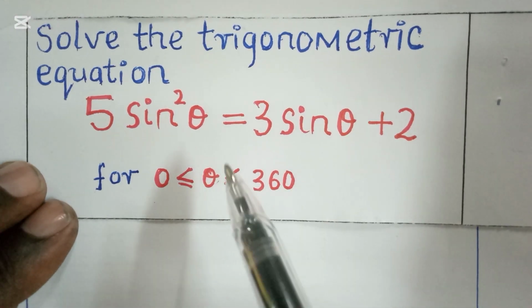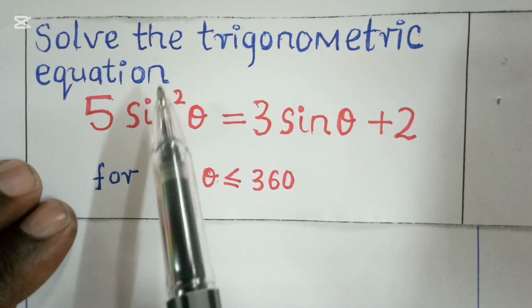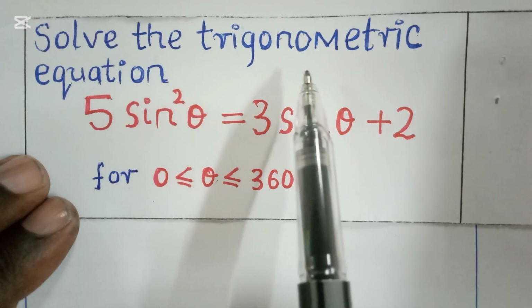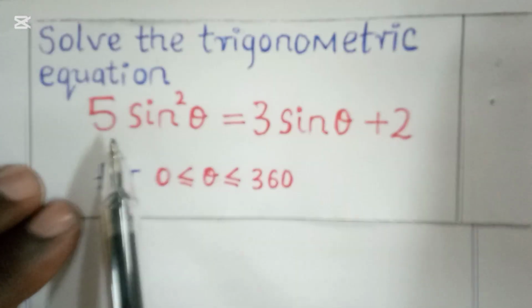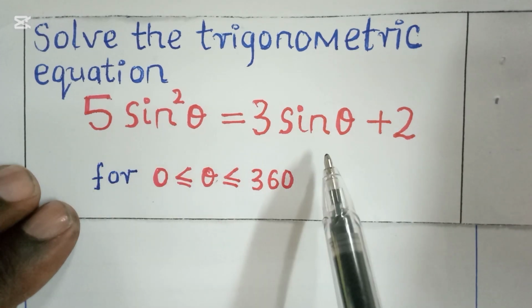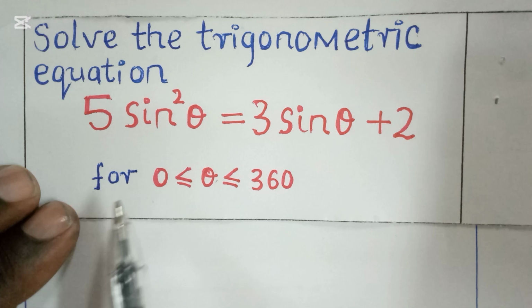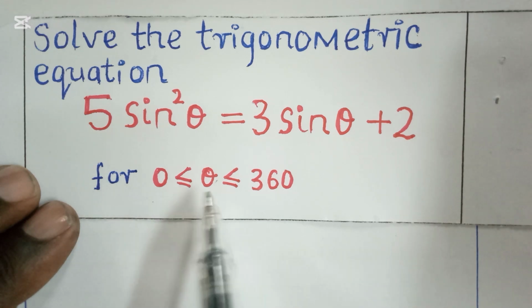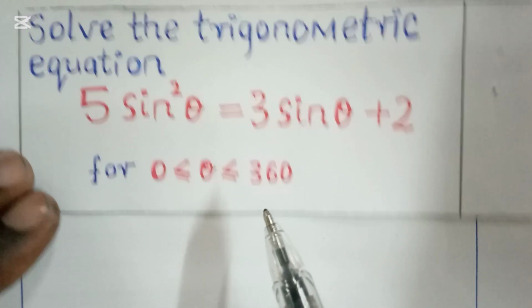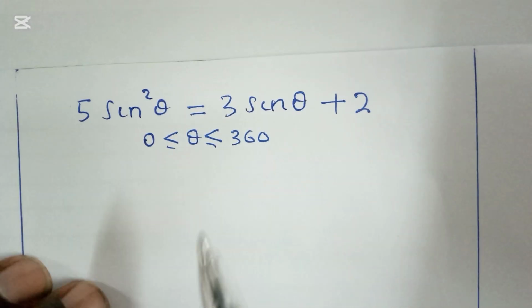Guys, let's do this problem. I read the question and then we do it. Solve the trigonometric equation: 5 sine squared theta equals 3 sine theta plus 2, for theta between 0 and 360 degrees. So guys, we start off.